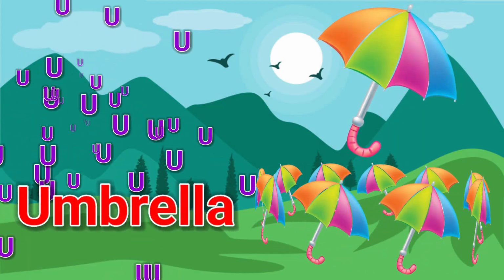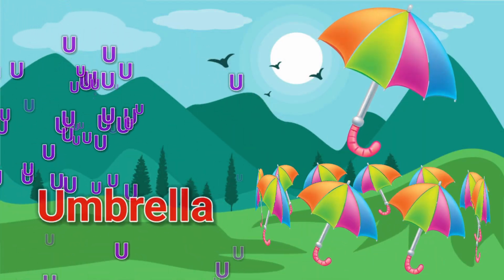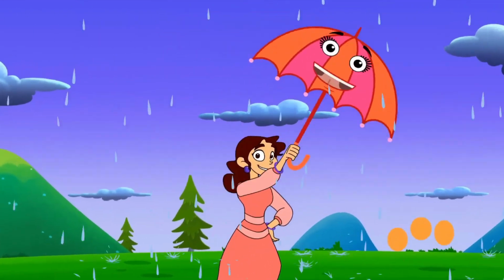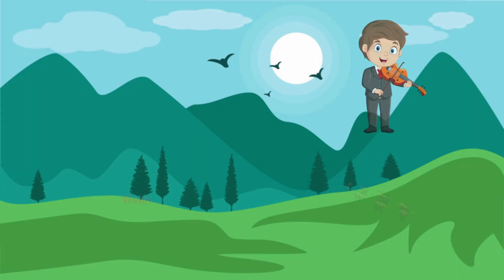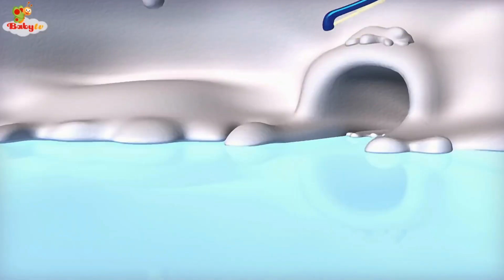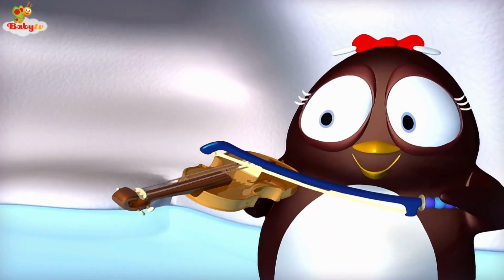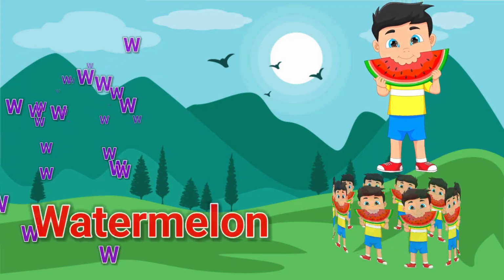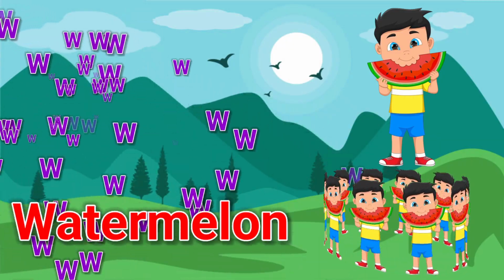U is for umbrella. Rain, rain, go away, come again another day. V is for violin. Little violin, I wish I had one. W is for watermelon.